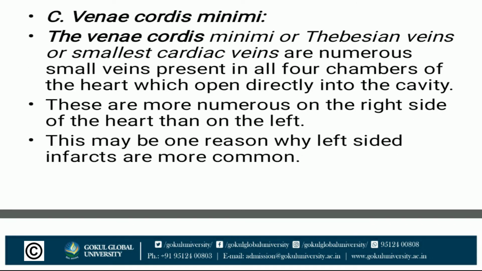Venae cordis minimae. The venae cordis minimae or Thebesian veins or smallest cardiac veins are numerous small veins present in all 4 chambers of the heart which open directly into the cavity. These are more numerous on the right side of the heart than on the left. This may be one reason why left-sided infarcts are more common. Okay, left side infarction is more common because these are numerous on the right side and fewer on the left side.